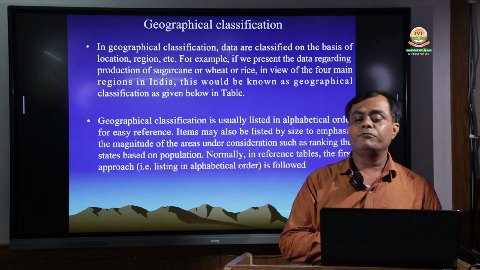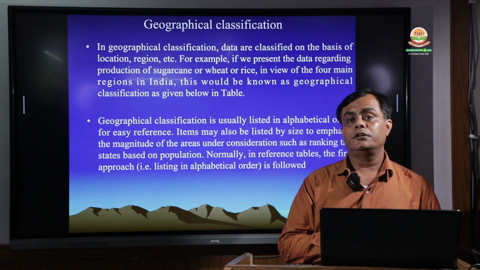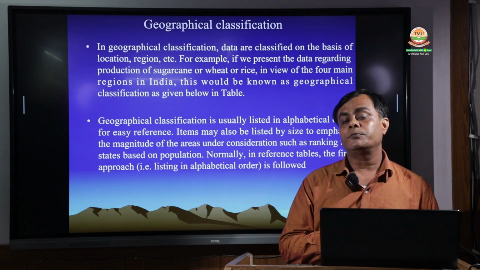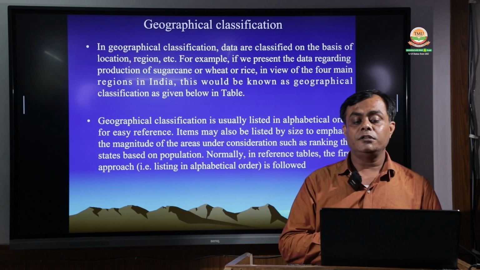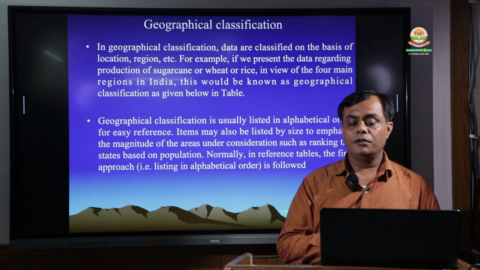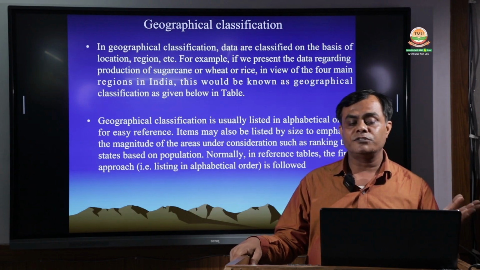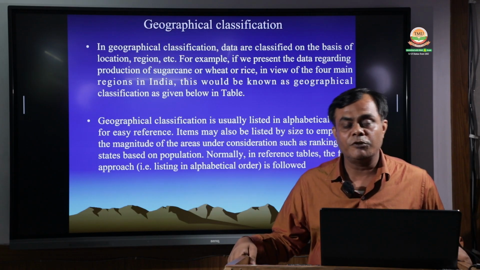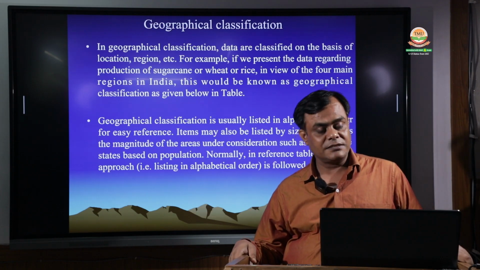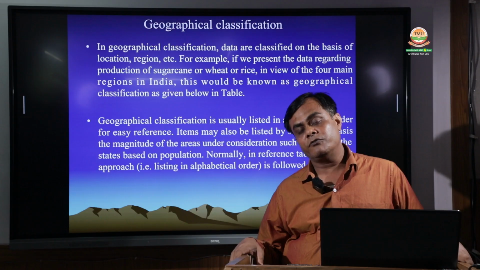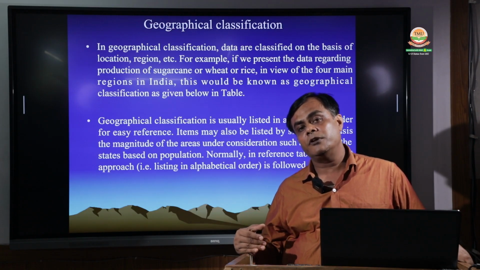For example, if we present data regarding the production of sugar cane, or the production of wheat, or the production of rice in the different regions of India, and which region is giving what amount of production of sugar cane, rice or wheat, on that basis we are classifying the data. So for that we have collected the data at the very lowest level.